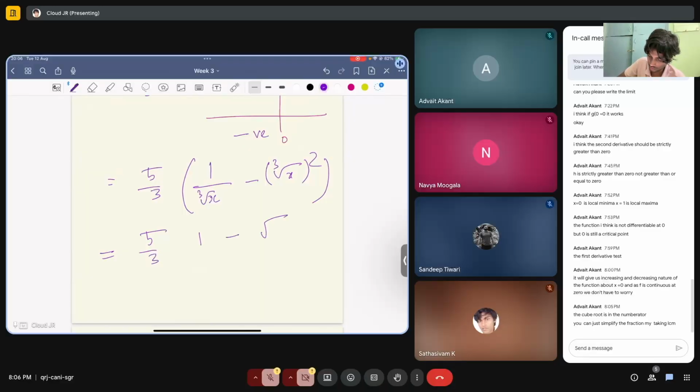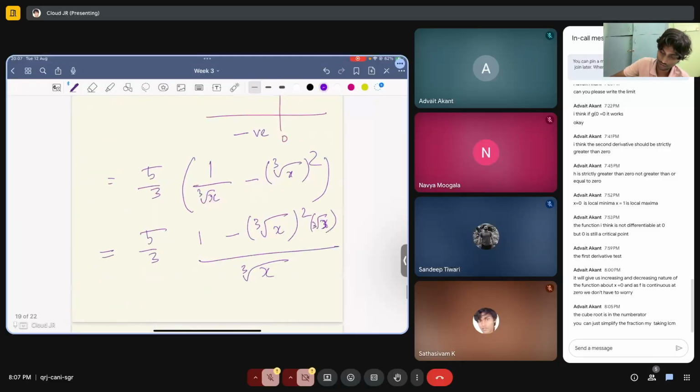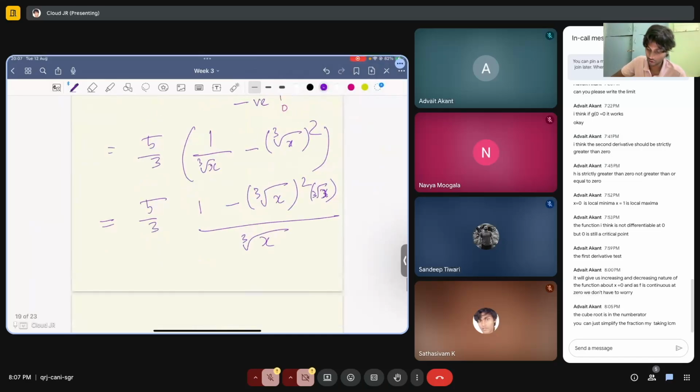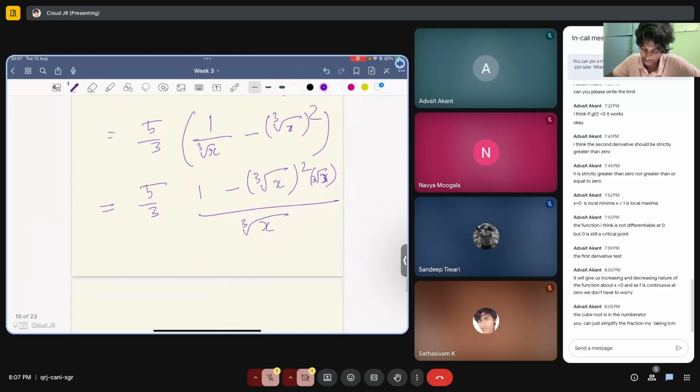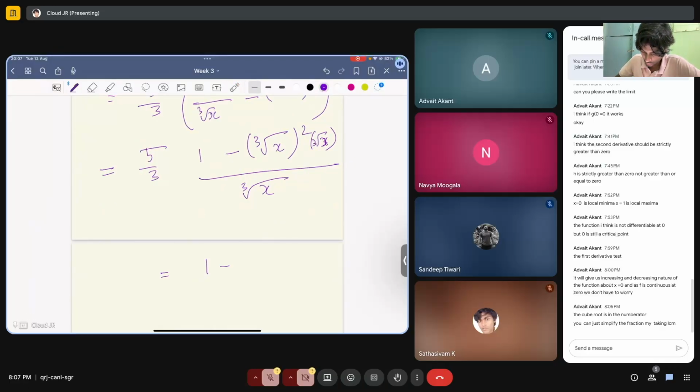1 minus cube root of x square times cube root of x by cube root of x. Okay, so I'm just computing it here. So here I have cube root of this will become just x. So this is equal to 1 minus x by cube root of x, 5 by 3. Okay, so this is what we got whenever x is positive.